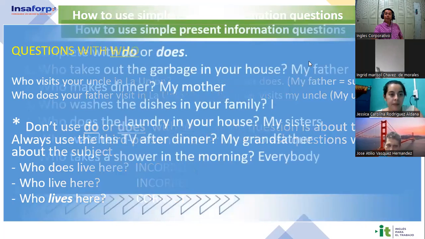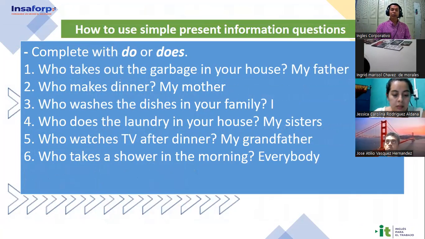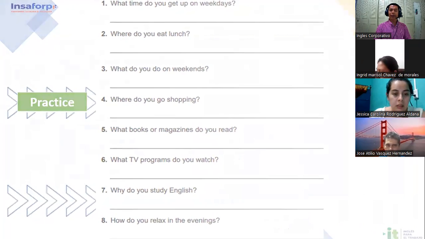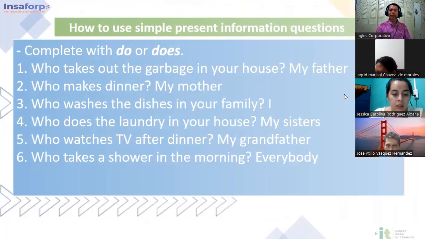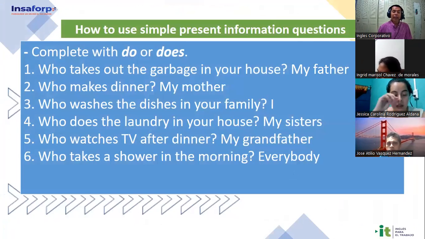Now, let's continue. Do and does. What time is it? Vamos a ver, porque tenemos algunos ejercicios. Oh, yes, we have time. Do or does, right? Lo vamos a hacer así, nada más verbal, right? Okay. Complete with do or does. Y luego vamos a analizar si el who es el sujeto o es el objeto, right?